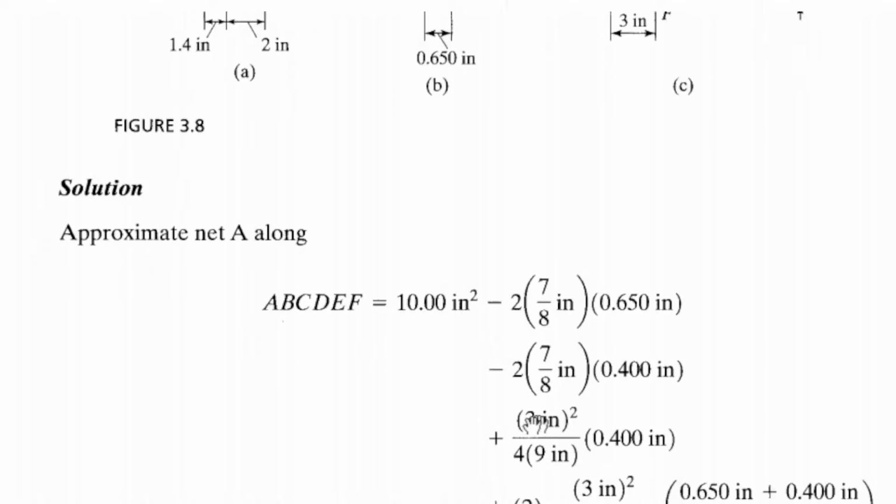So, S squared over 4G, which is 3 squared over 4 times 9, times the thickness. Web thickness is 0.4. So, this staggered hole is in the web portion.